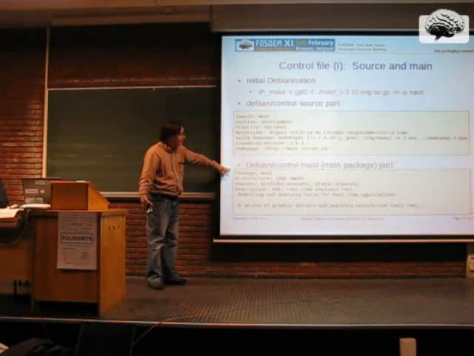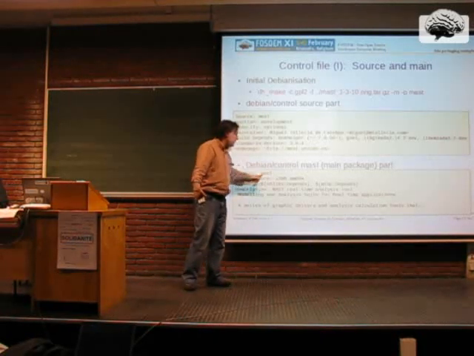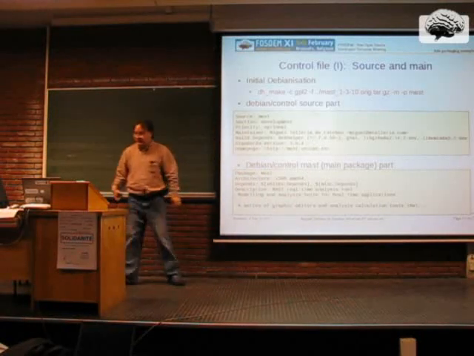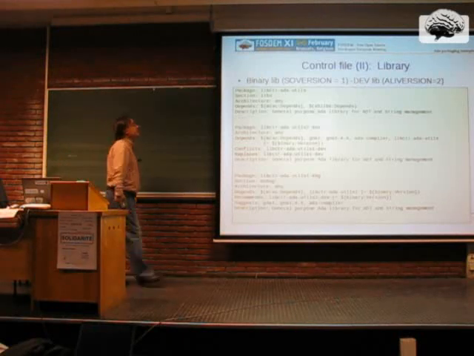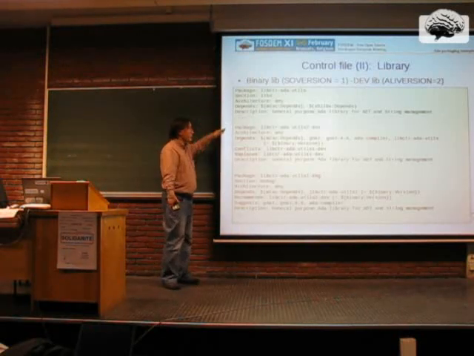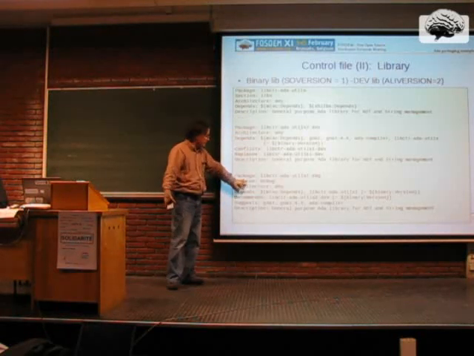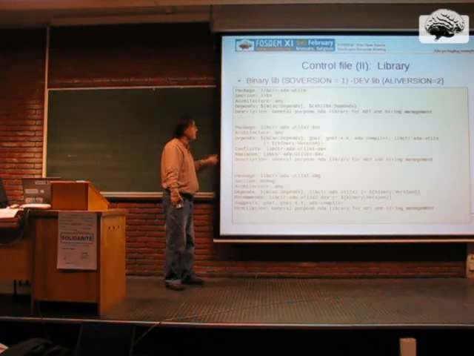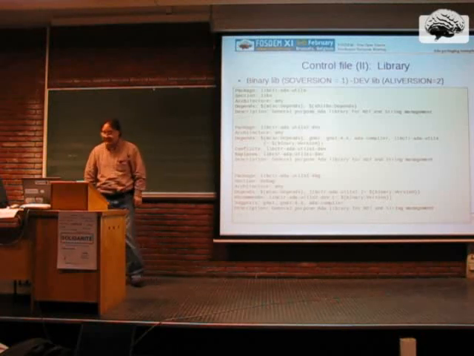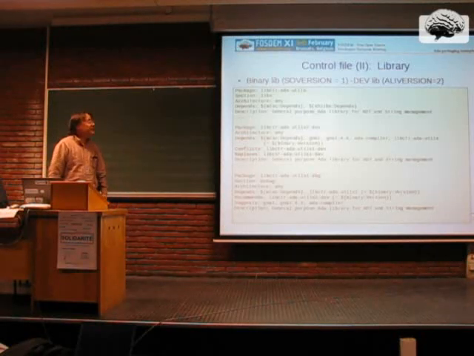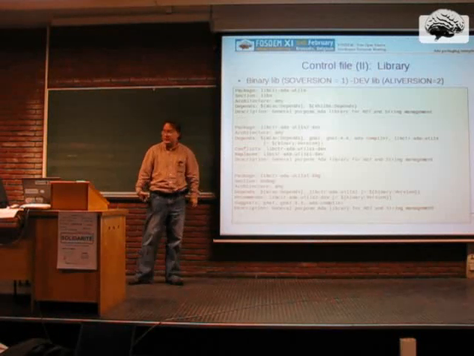And then this is the control file for the main packages. Automatically, it has the substitution variables for depends, so that's nothing special. What becomes interesting is the library. The library has three packages: the library, the development, and the debug. This is generated almost automatically. And I have chosen the case in which the ALI version is 2. That means that for some reason I had to recompile the library. I maintain the same API, so the source name does not change.